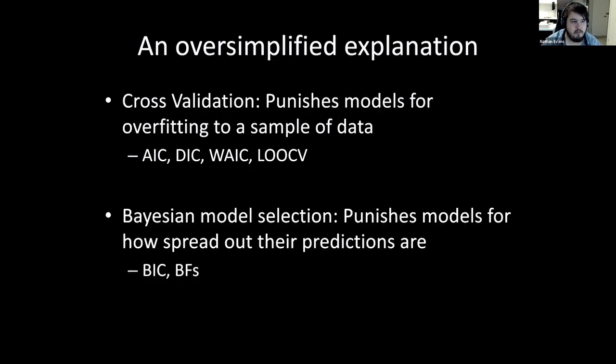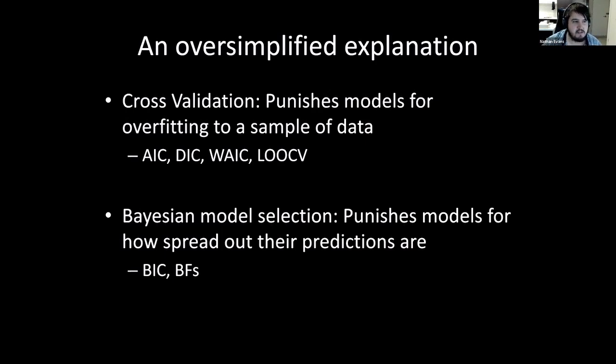So an oversimplified explanation of why they disagree is that cross-validation punishes models for overfitting to a sample of data. These are things like AIC, DIC, WAIC, LOOCV, if you know of them, perhaps you don't. But they punish based on overfitting, right? And the Bayesian model selection methods, things like BIC and Bayes factors, punish for models having spread out predictions, being able to predict a lot of data.